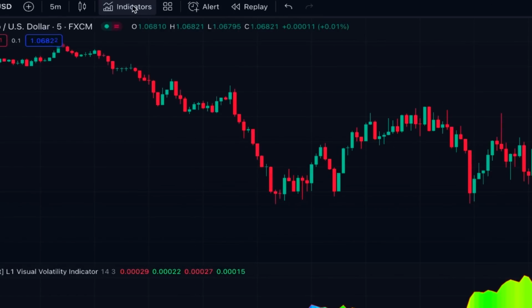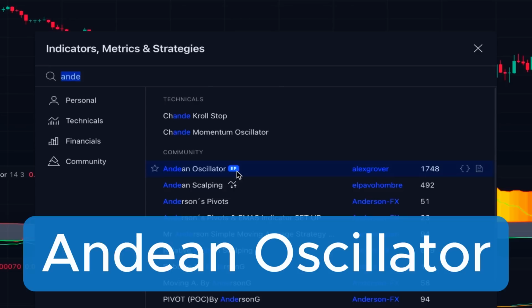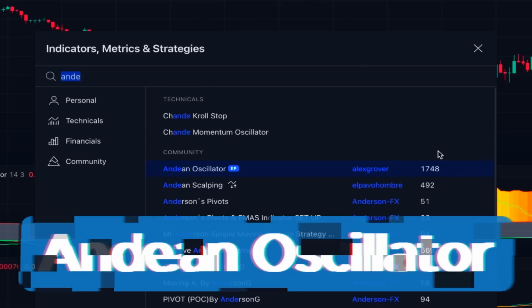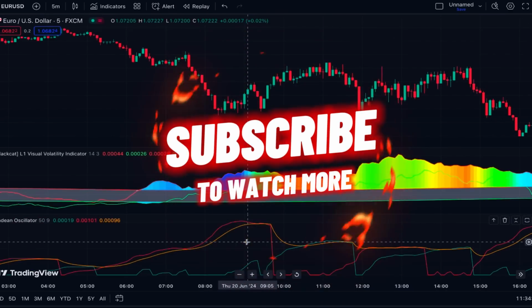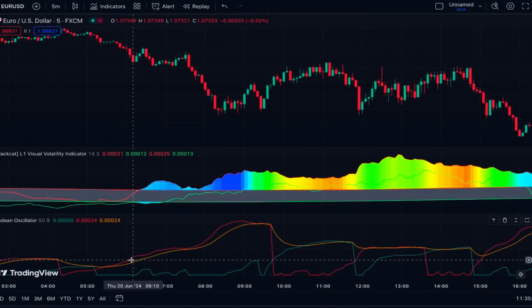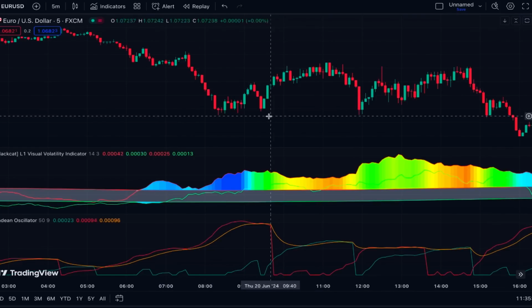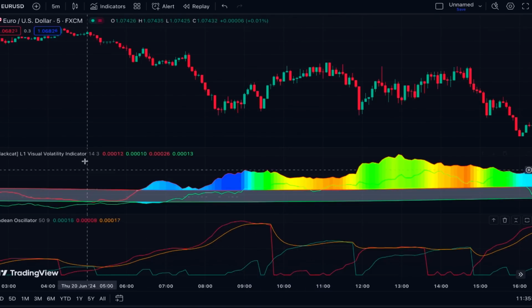One excellent choice is Andean Oscillator, this one, which is an editor's picks indicator and written by Alex Grover. This is a very powerful indicator that can help us with trending and non-trending market. When the red line is above the orange line, the price is declining. When the green line is above the orange line, the price is advancing. And when the orange line is above the other two, it shows that the market is flat.